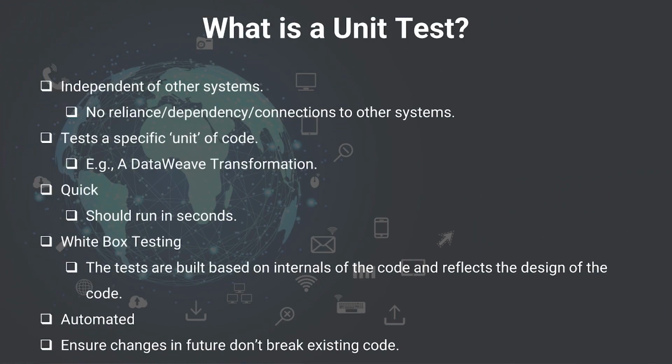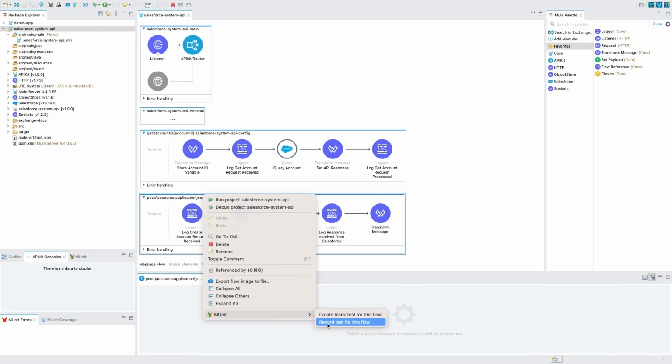And lastly, in section 6, we will look at how we can test our APIs. So we'll use MUnit for unit tests, and we'll do some functional testing with Postman.